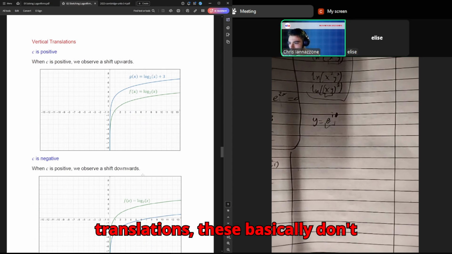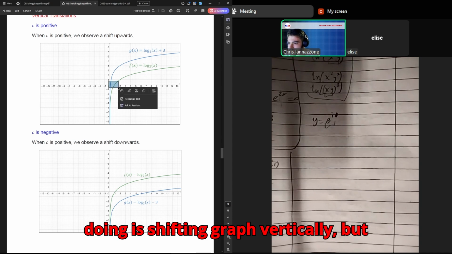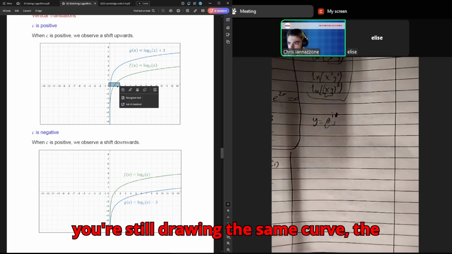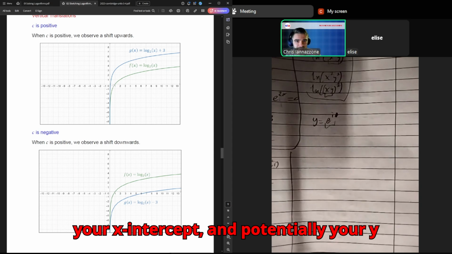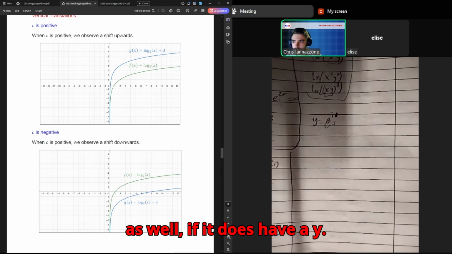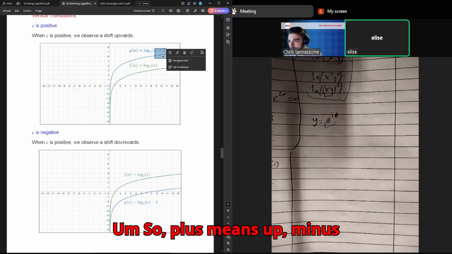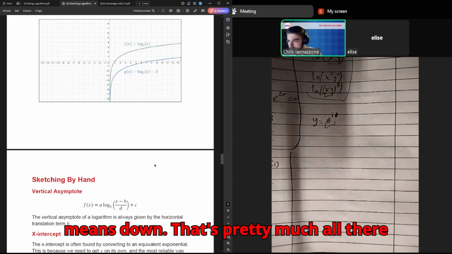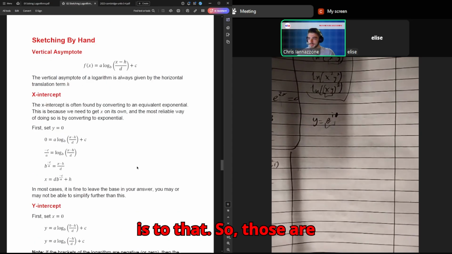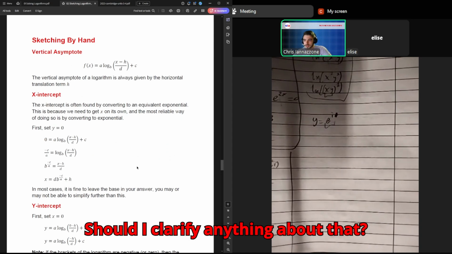Okay, vertical translations. These basically don't matter at all. What they end up doing is shifting your graph vertically, but as far as how you would sketch them, you're still drawing the same curve. The only major difference is what you have as your x-intercept and potentially your y as well, if it does have a y. So plus means up, minus means down. That's pretty much all there is to that. So those are all the basics of how logarithms look. Should I clarify anything about that?